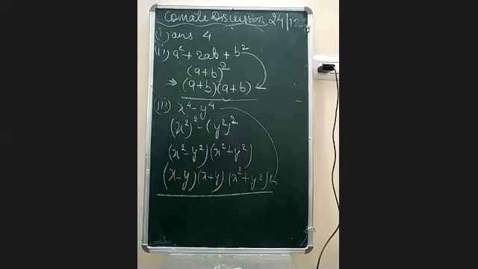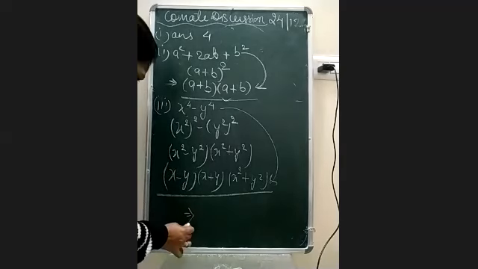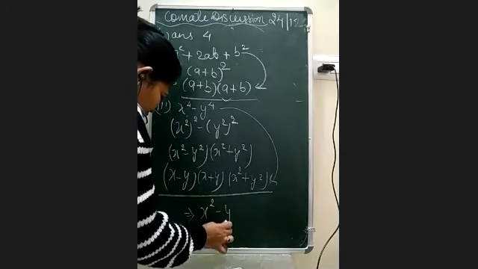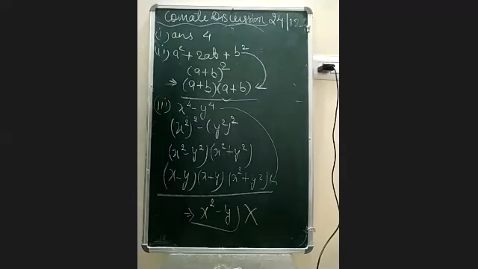Tell me which is not, because the question is asking which is not a factor of it. Please write it down in the chat box. Atharv Sehgal has replied to me: x square minus y is the correct answer. Very correct, beta. The answer to this question is that x square minus y is not a factor of this expression.